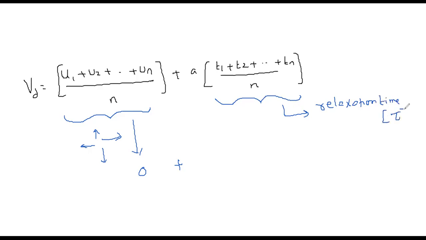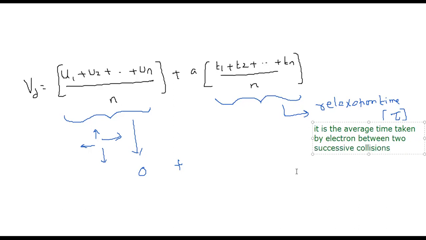The symbol is tau. Understood? Here tau is not torque. Here tau is the time, relaxation time. It is the average time taken by an electron between two successive collisions. So there is a time gap between two collisions, right? The time gap is called what? Relaxation time. The electron is here, collides here, and then is going to collide here. So between this collision and that collision there is a time gap. The time gap is called relaxation time. So it is A into tau.